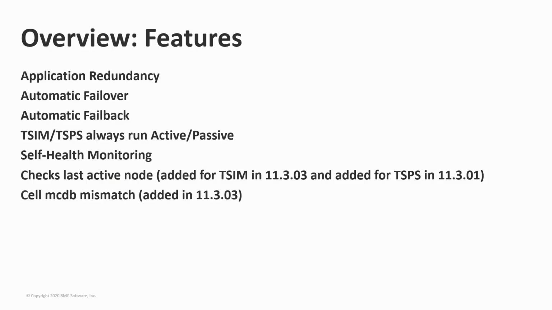An important feature added in 11.303 is a check on TSIM server primary and secondary cells, which will alert if events or data in the MCDB are out of sync. It is the agent controller that does this check.